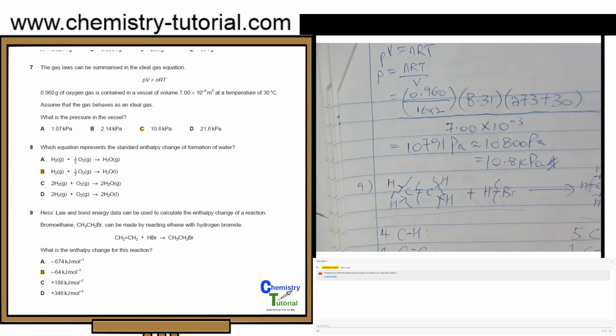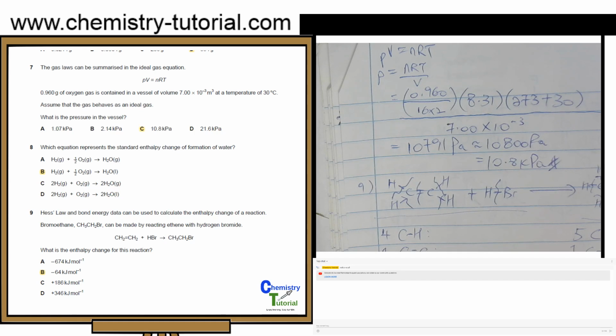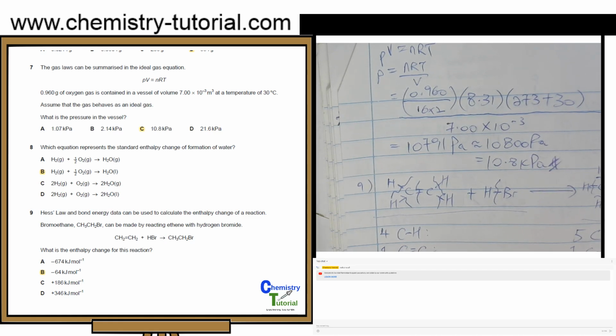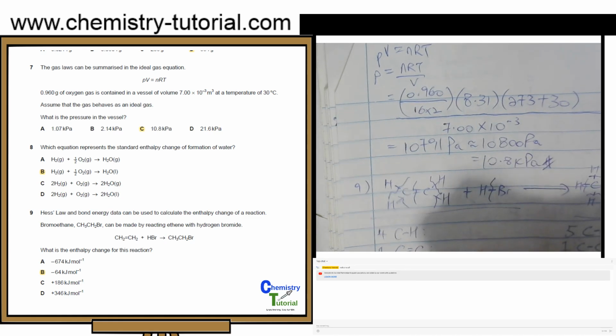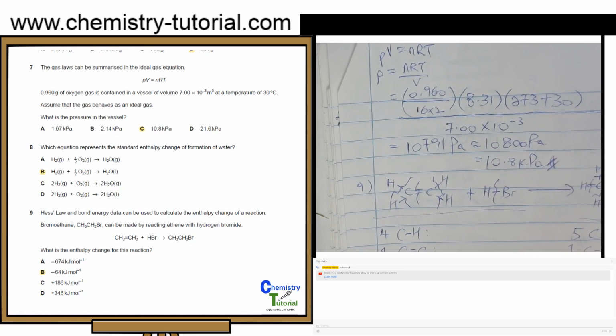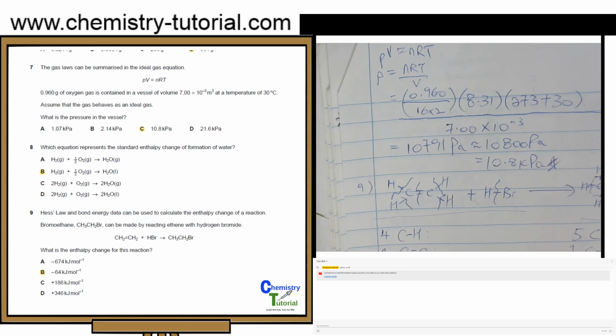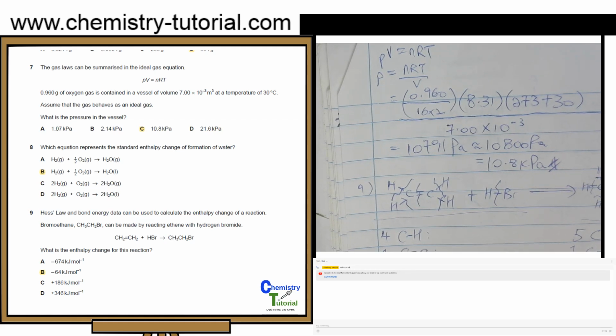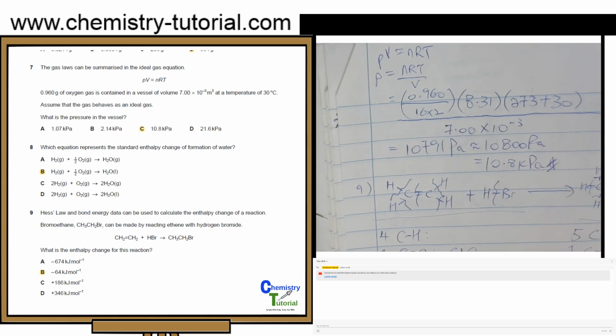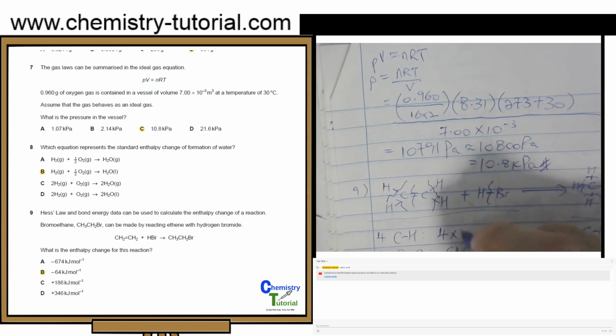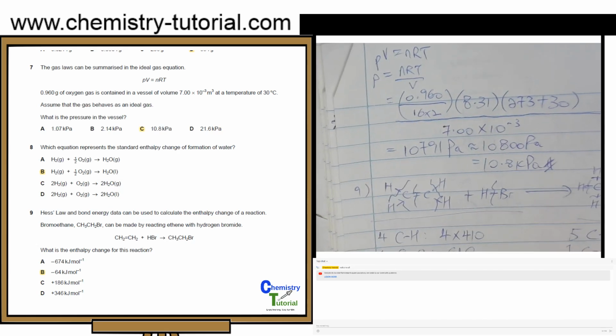Now we need to refer to the data booklet to find their respective bond energy values. For this part, you need to be very careful because you don't want to suffer from parallax error and then write down the wrong values. This is not a tough question, but it can be quite tedious. So for HBr, the bond energy value is 366 kilojoules per mole, and we have one of them. For the CC double bond, 610. And for the CH bond, it's 410, but we have 4 of them, so 4 multiplied by 410. Add these values up.